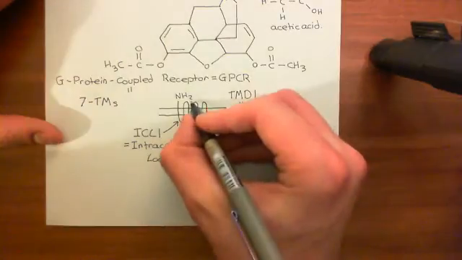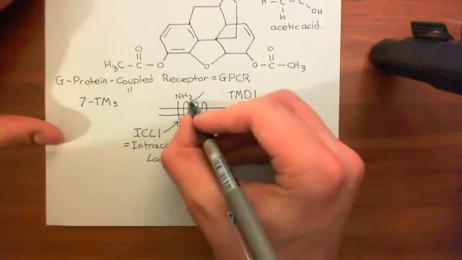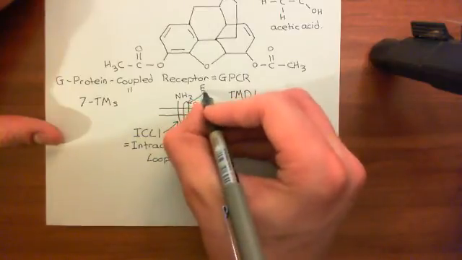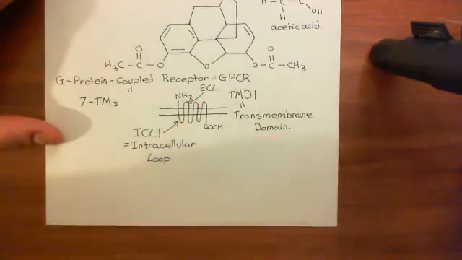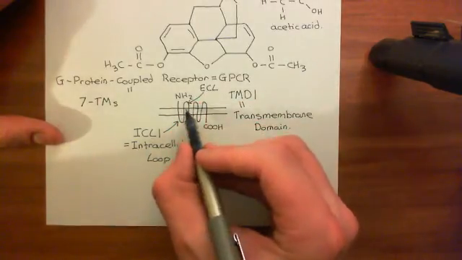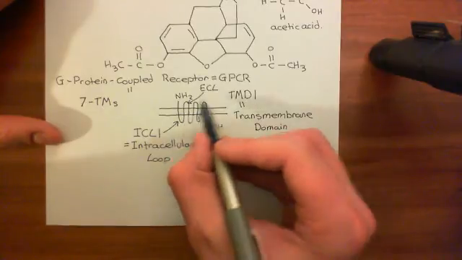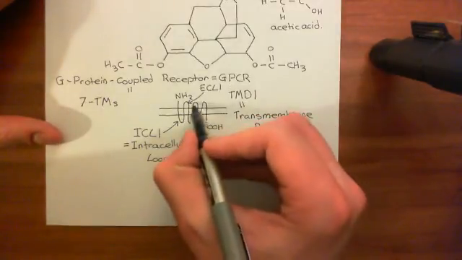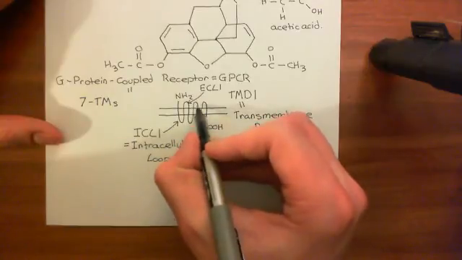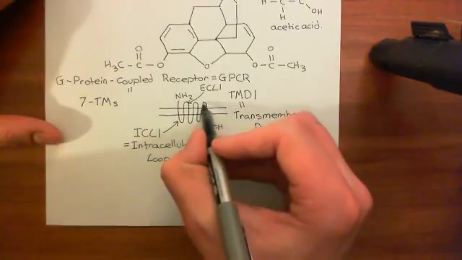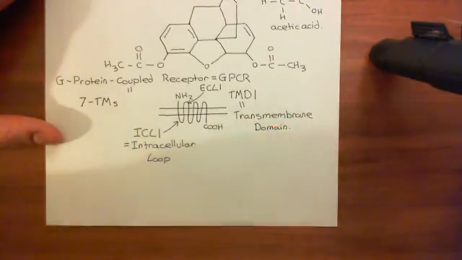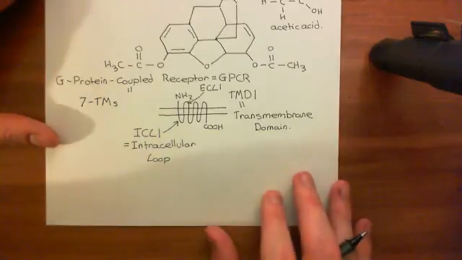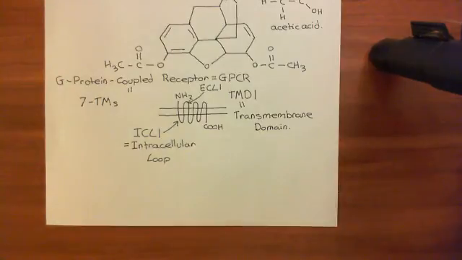There's a similar nomenclature for the extracellular loops. In this case, it's just ECL. So you change the I to an E because you've changed intra to extracellular loop. This one between transmembrane domain 2 and 3 will be called extracellular loop 1. This one between transmembrane domain 4 and 5 will be called extracellular loop 2, and this one here between transmembrane domain 6 and transmembrane domain 7 will be called extracellular loop 3. So that's just a little bit of nomenclature for the different portions of the G protein coupled receptor.